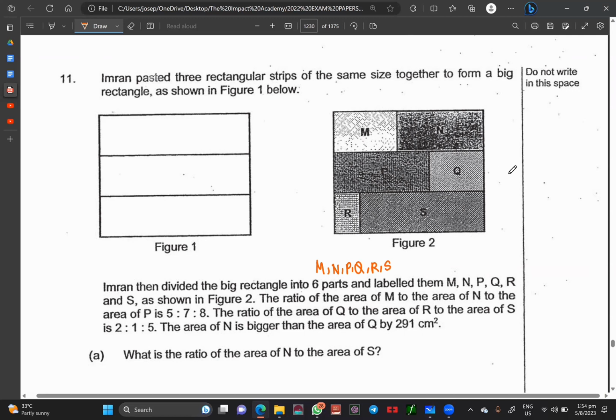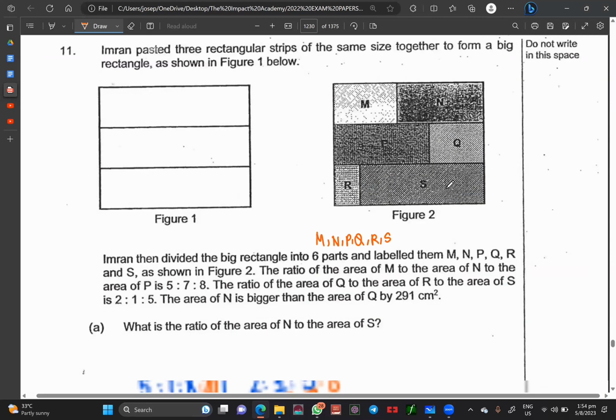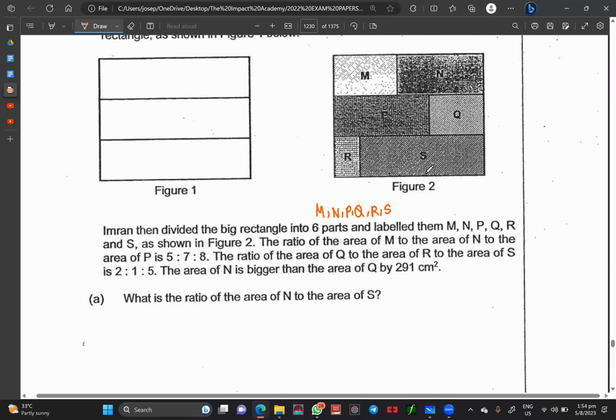All right. So now the first thing I see is that when I do M plus N, it should be the same as P plus Q. It should be the same as R plus S, right? Because they are all of the same area. Make sense? Now, they told us the ratio, which is a good thing.